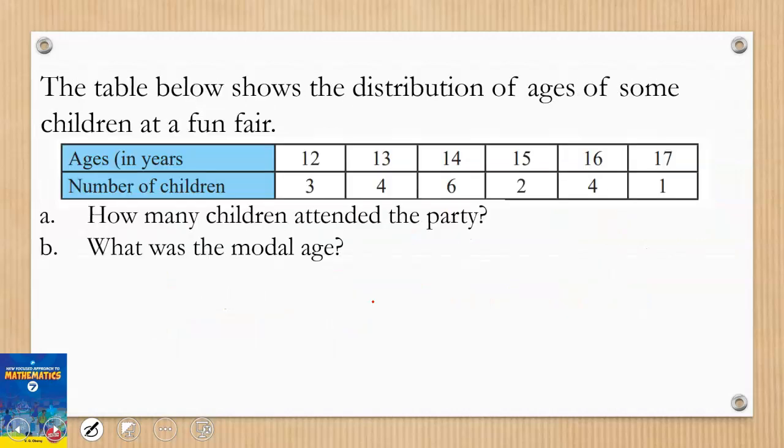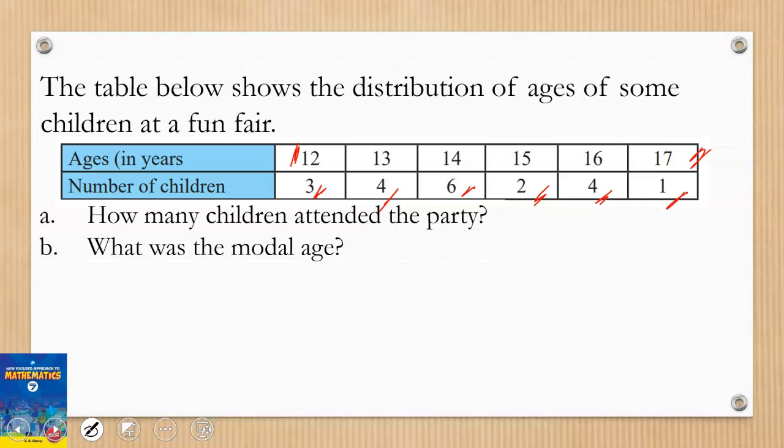Let's look at the last one. Okay, here we want to use a table to do this. They've put all the data into a table for us. So the question is, the table below shows the distribution of ages of some children at a fun fair. Then at a fun fair, they were having children whose ages range from 12 up to 17. So they asked them, how many of you are 12 years? 3 people raised their hand. How many of you are 13 years? 4 people raised their hand. How many of you are 14 years? 6, 15, 2, 16, 4, and then 17. Only one person is age 17.